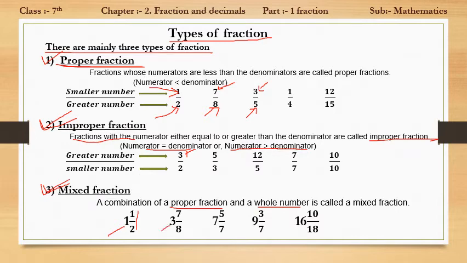In this example, 3 is a whole number and 7/8 is a proper fraction, because in a proper fraction the denominator is greater than the numerator. 7/8 is a proper fraction. In the next example, 7 is a whole number and 5/7 is a proper fraction. So this type is called a mixed fraction.